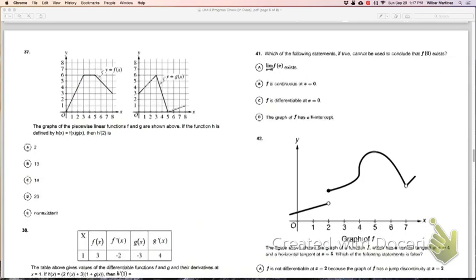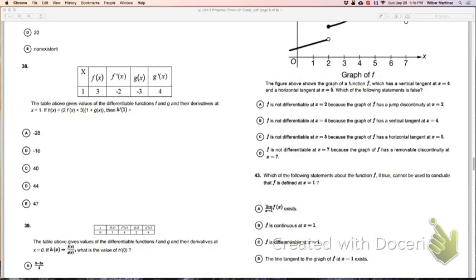For the second one, it says, given all the table values up above, and that h of x is equal to this whole thing, then h prime of 1 equals blank.